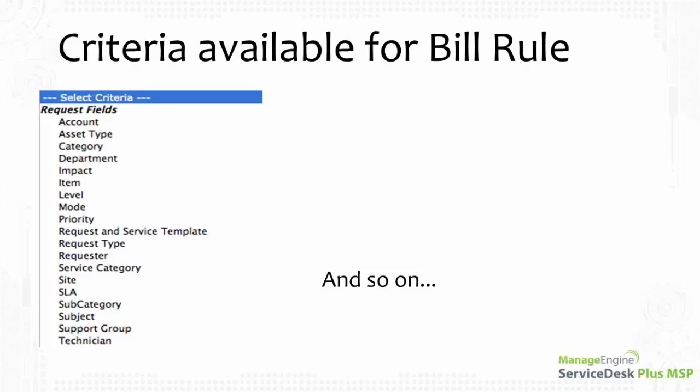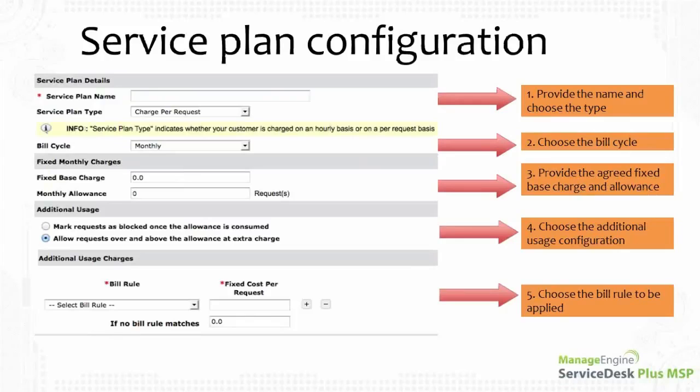Once you make sure that the criteria and the bill rule are defined, where you can use this bill rule is under the service plan page. This is how exactly the service plan page will look. Just to give a short description about the service plan: as we know, ISPs or any MSPs will provide their clients with certain service plans which they can choose, and based on the service plan, they'll be charged for the service they are offered.